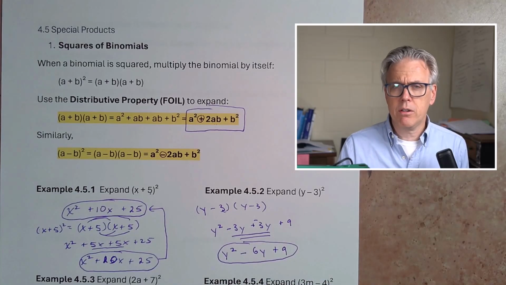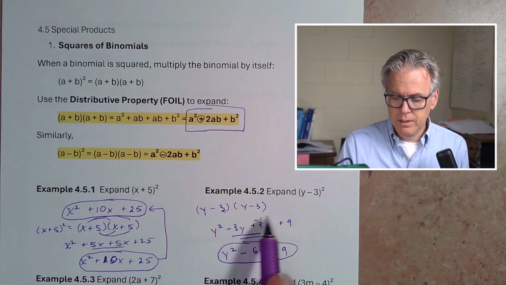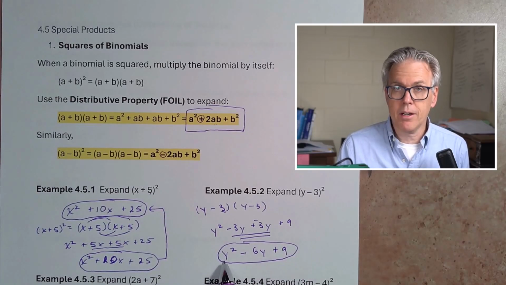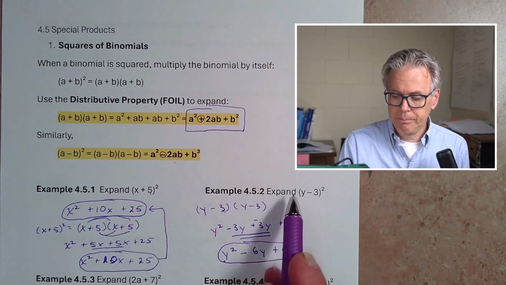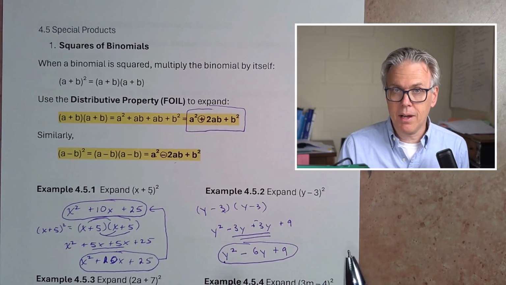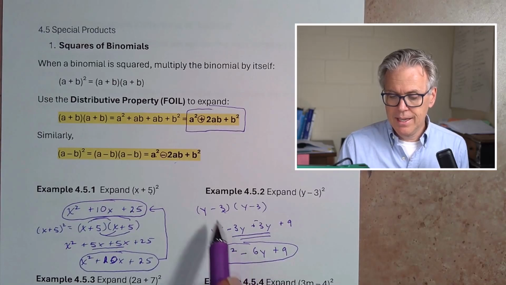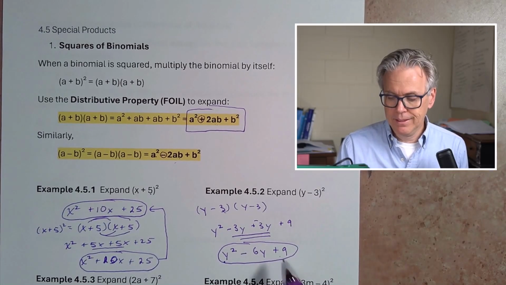Now notice we could have used the pattern on this. So what's the pattern say to do? Square the first term. So y squared, there we go. The product of these two terms doubled. So the product of negative 3 and y is negative 3y, doubled, negative 6y. And then square the last term. Square negative 3, you get 9.